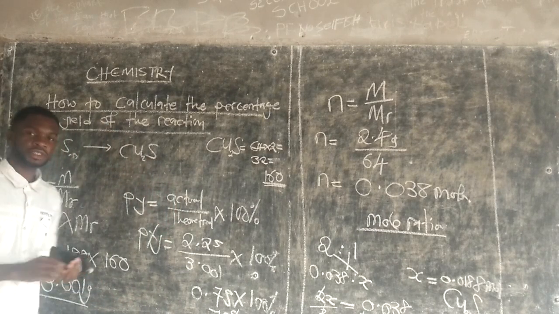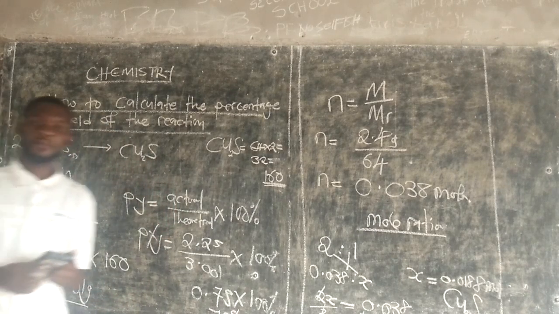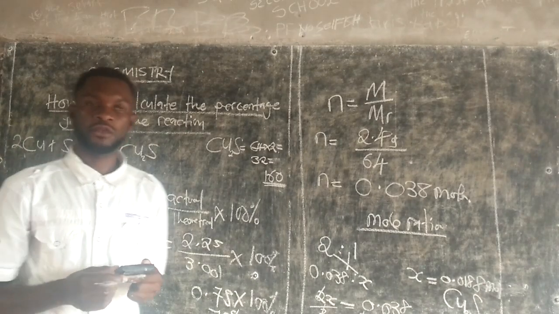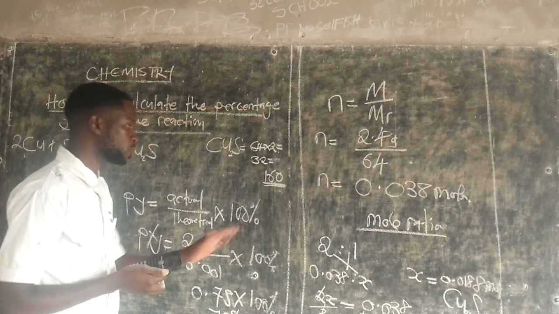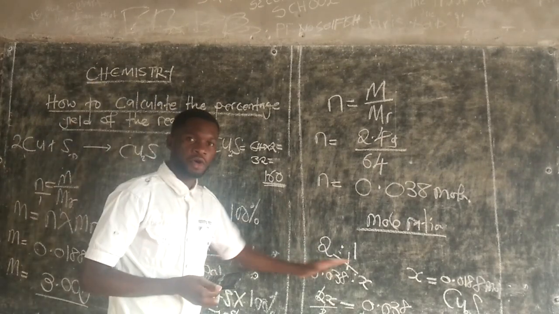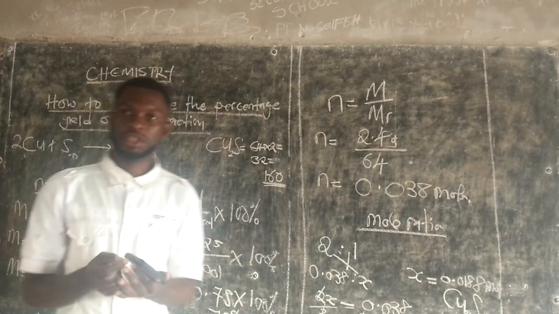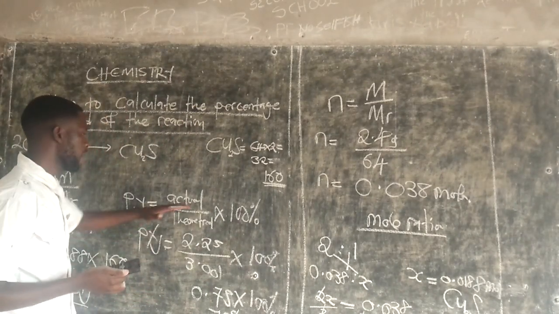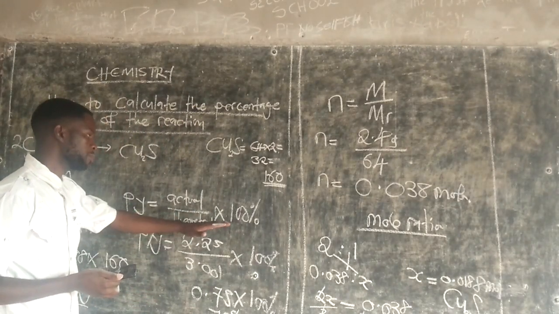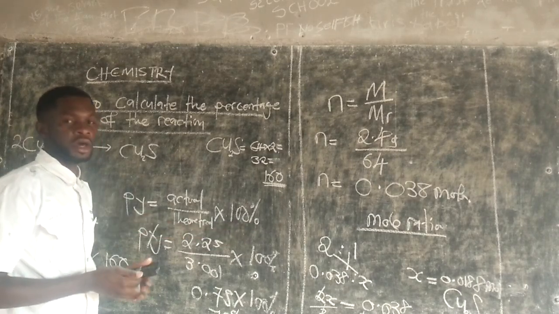So this is how we calculate the percentage yield of an element given an equation. We use the mole ratios to calculate the percentage yield, and the formula is the percentage yield is equal to the actual over theoretical multiplied by 100%.